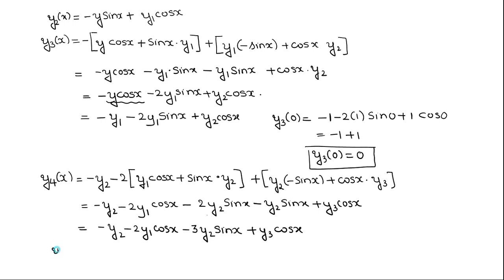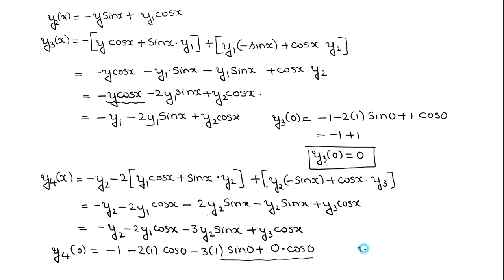Now take x equal to 0. It is y4 of 0 is equal to minus y2 which is minus 1, minus 4 y1 which is 1, cos of 0, minus 3, y2 is also 1, sin of 0, plus y3 is 0 into cos of 0. So here sin 0 is 0, this is 0. Both of these terms are zeros here. So we'll get minus 2 minus 1. So y4 of 0 is equal to minus 3.